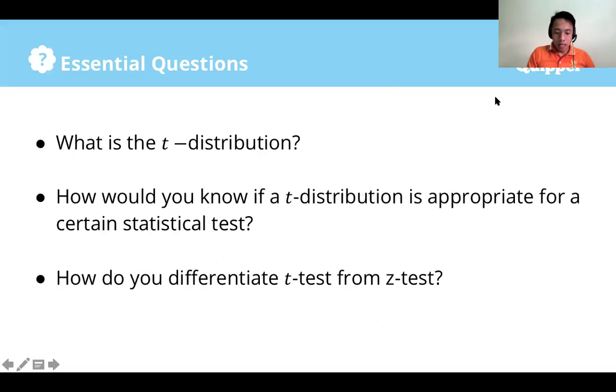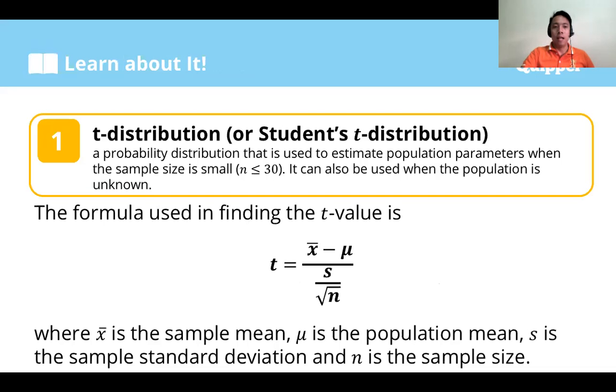These are the essential questions. What is the T distribution? How would you know if a T distribution is appropriate for a certain statistical test? How do you differentiate the T test from the Z test? Later on, we will know the difference between those two. Okay, let's start.